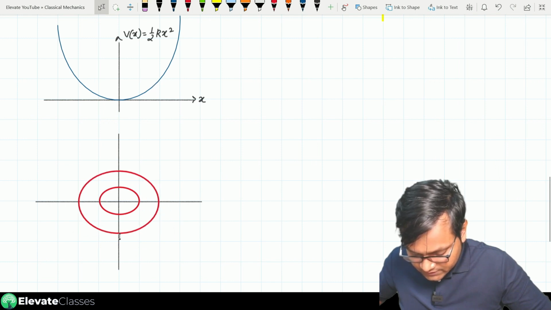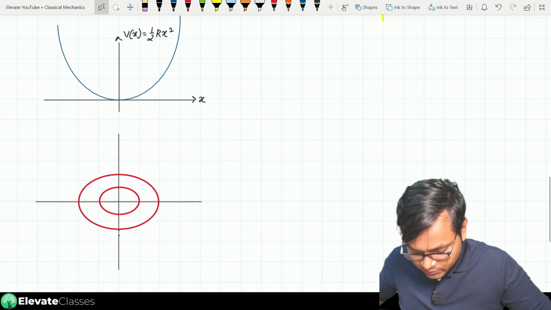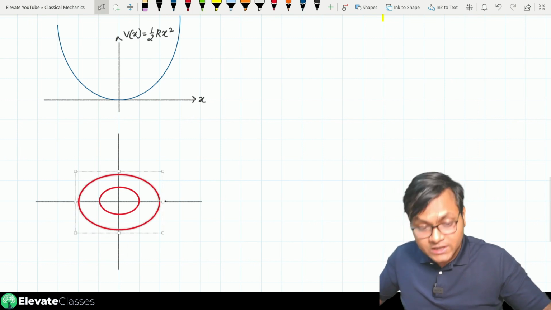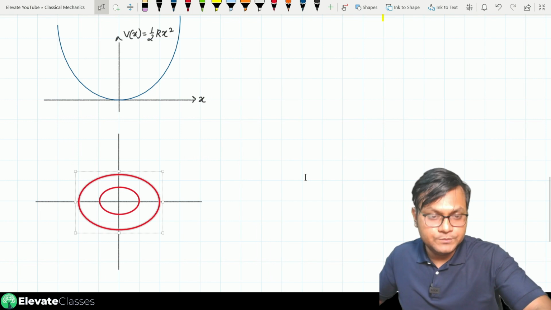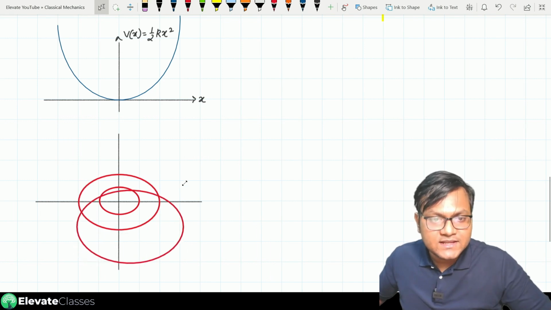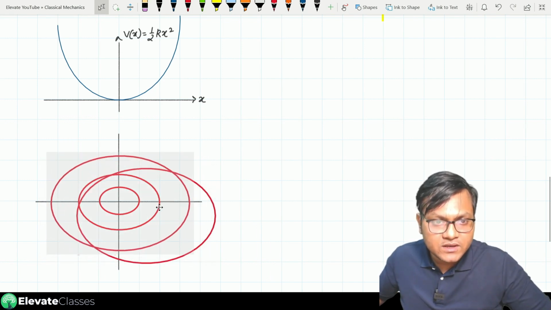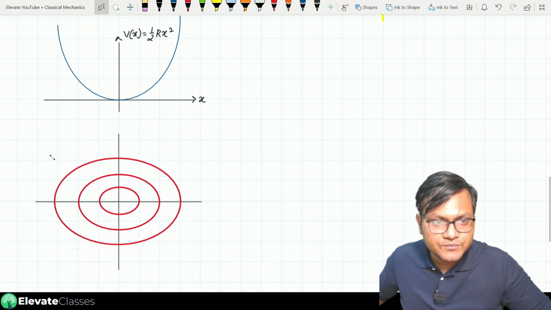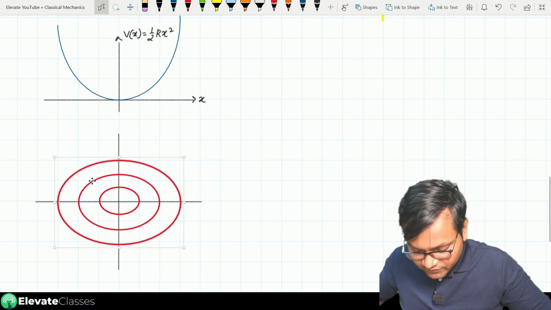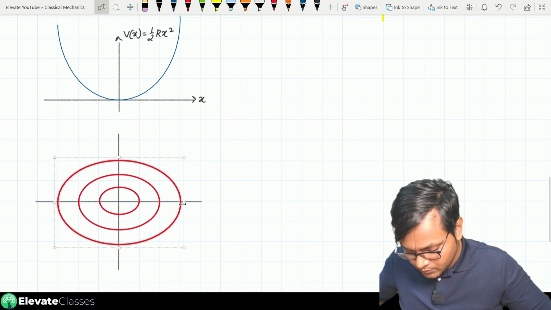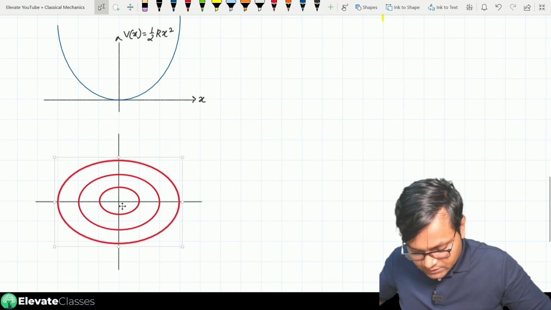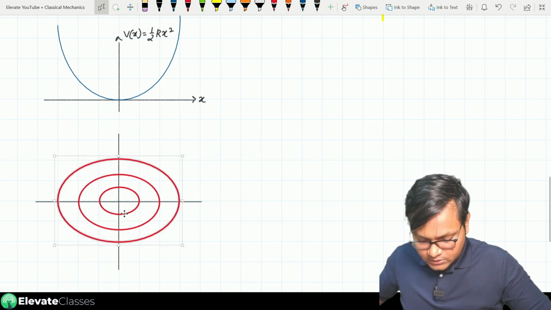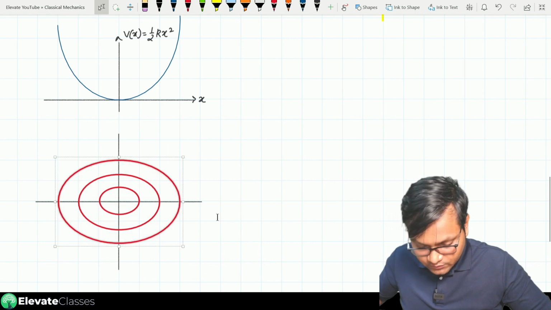Just 1 second. These are all ellipses with different kinds of semi-major and semi-minor axes depending upon the total energy of the system. The total energy of the system depends upon the amplitude, right? जितना ज़्यादा एम्प्लीट्यूड होगा स्प्रिंग मास सिस्टम का, उतना ही it will have a greater amount of energy. All right, so you have a family of ellipses here. We have a family of ellipses at this point. All right, we are almost done.